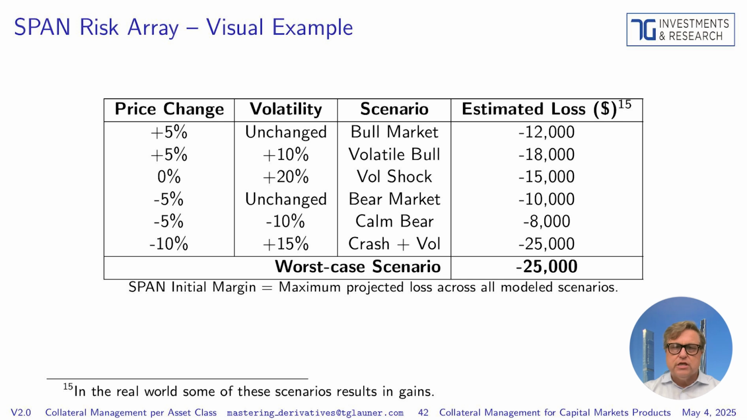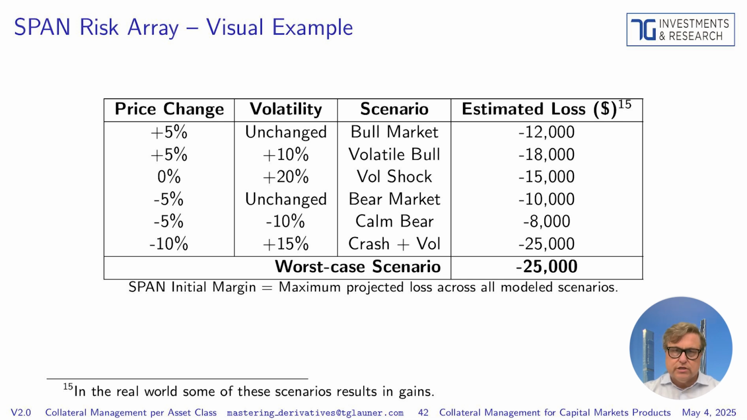Note the estimated loss numbers are just given as examples, but in the real world, the exchange's pricing models would calculate the numbers. For instance, in a bull market with a 5% price increase and unchanged volatility, the estimated loss is $12,000. If volatility increases by 10% under the same price change, creating a volatile bull scenario, the loss rises to $18,000. In contrast, if there's no price change but volatility spikes by 20%, labeled as a vol shock scenario, the estimated loss is $15,000.